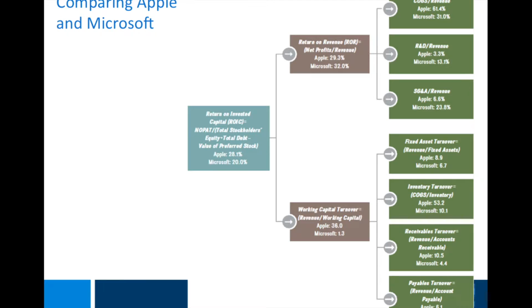But then look at these working capital ratios, those second set of green boxes. So fixed asset turnover, inventory turnover, receivables turnover. And you see that across the board, Apple is actually doing better than Microsoft. This tells you that Apple's success is due in large part to their successful management of their working capital.